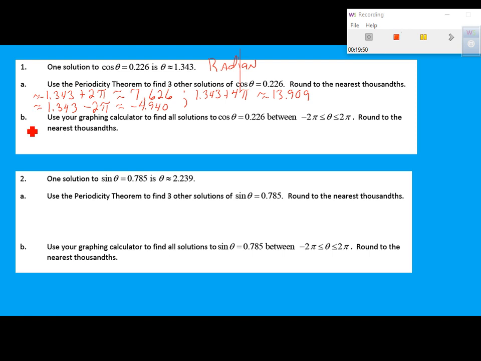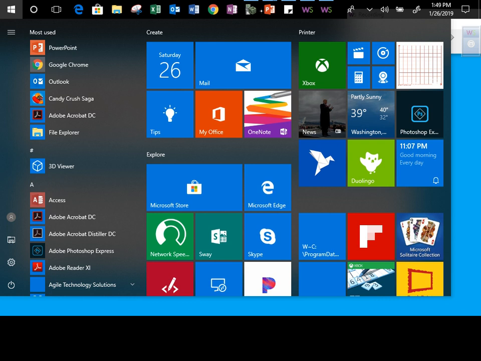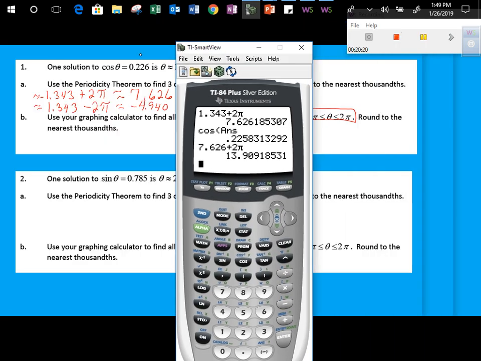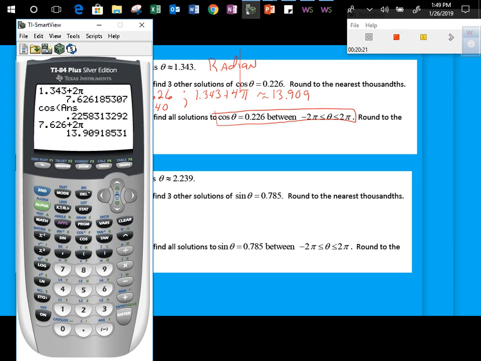Now, let's pick on B real fast. Use your graphing calculator to find all solutions between negative 2 pi and 2 pi. So this gave me some answers, but it may not have given me all the close answers. So if you would, come into your calculator, and we are going to graph. Let's graph cosine of x, and then in your second line, let's graph what we'd like for it to be equal to, 0.226.